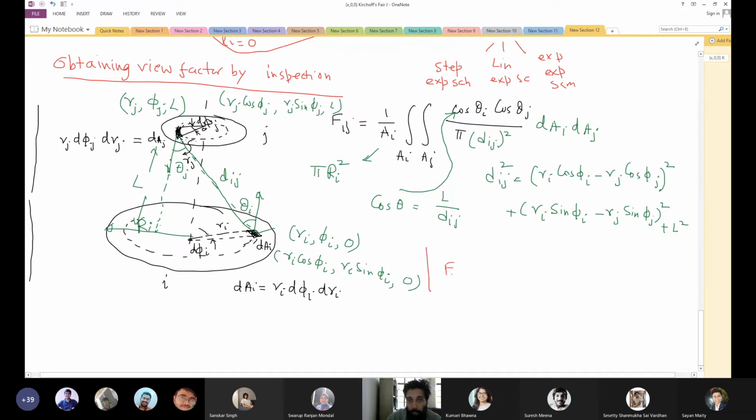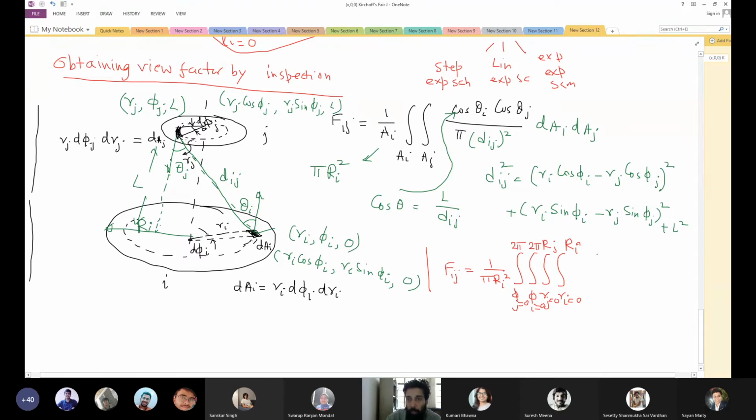Here I know that A phi j equals 1 over pi Ri square. Now this area integration I can write in terms of quad integration with Ri equals 0 to capital Ri, Rj equals 0 to capital Rj, phi I equals 0 to 2 pi, phi j equals 0 to 2 pi.